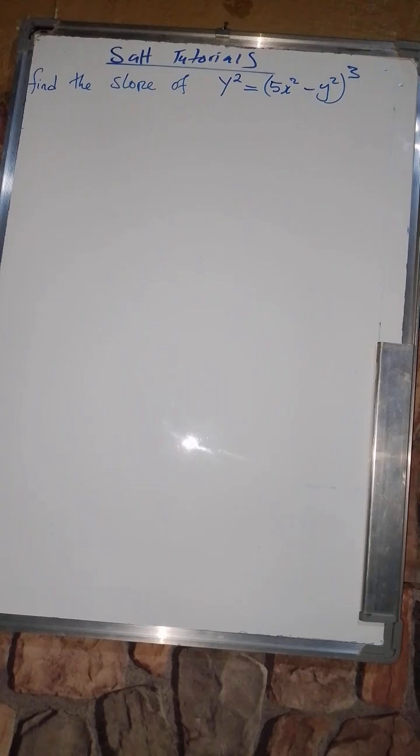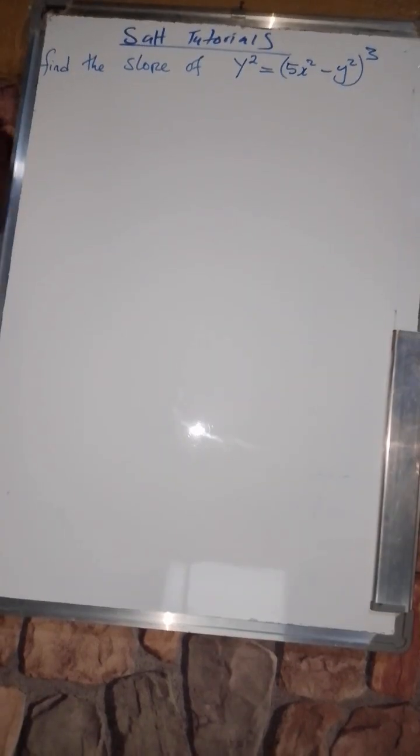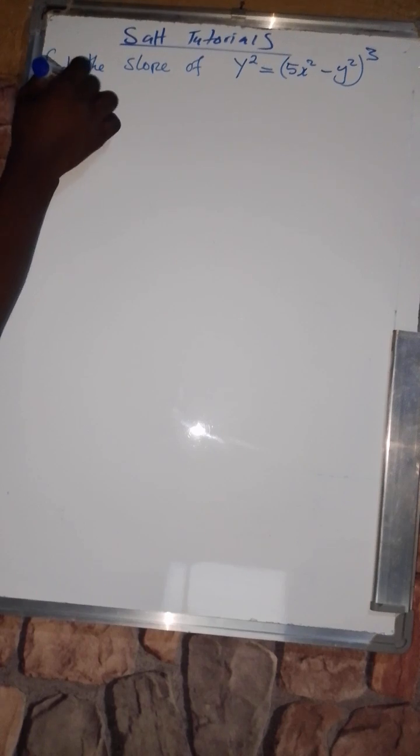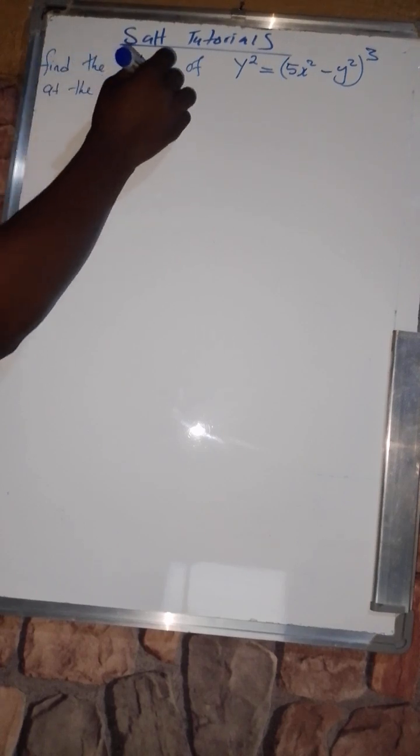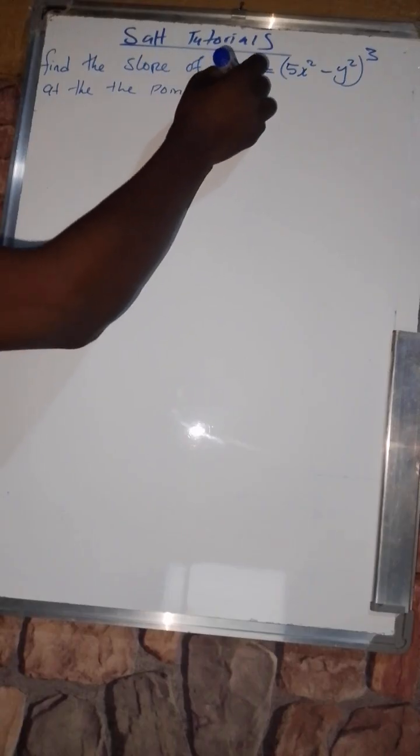In such a situation, if you see such an equation, this question must not be complete, because we must be given a point. I think I've missed out a point. We are finding the slope for what particular position, what particular point. Let me confirm from the question. So it's at the point 0, 0. That's the point we're dealing with.